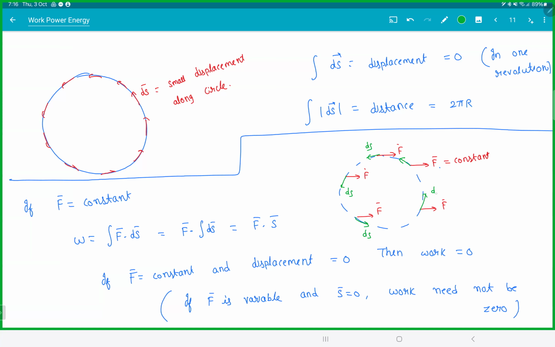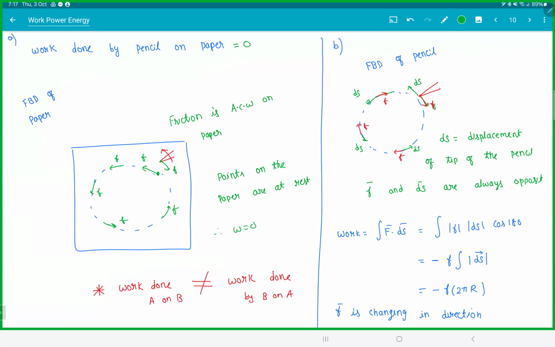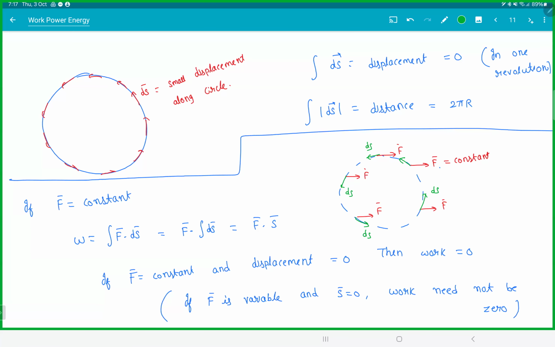This is the difference between this and the previous question. In the previous question, F and ds were always anti-parallel, the angle was always 180. But here the angle is always changing. Here F bar is constant. When you say constant force, the magnitude and direction both should always be the same, no matter how you go. Do have a look at this. Please ask me if there's any confusion. There are a lot of theoretical points here. This is arc length.